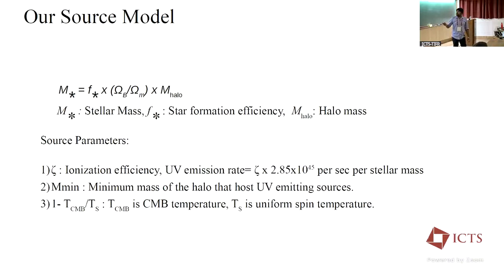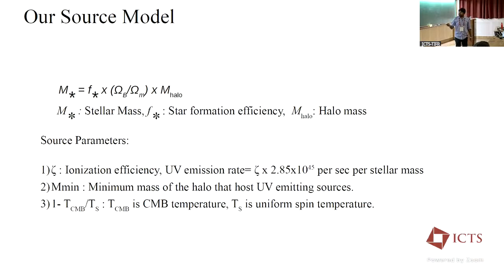Later, we define, actually, we will use 3 parameters for this scenario. Given this amount of stellar mass M star, how many ionizing photons have been produced from that source? That will be this parameter zeta. So per second per stellar mass, this amount of ionizing UV photons has been produced from the source.